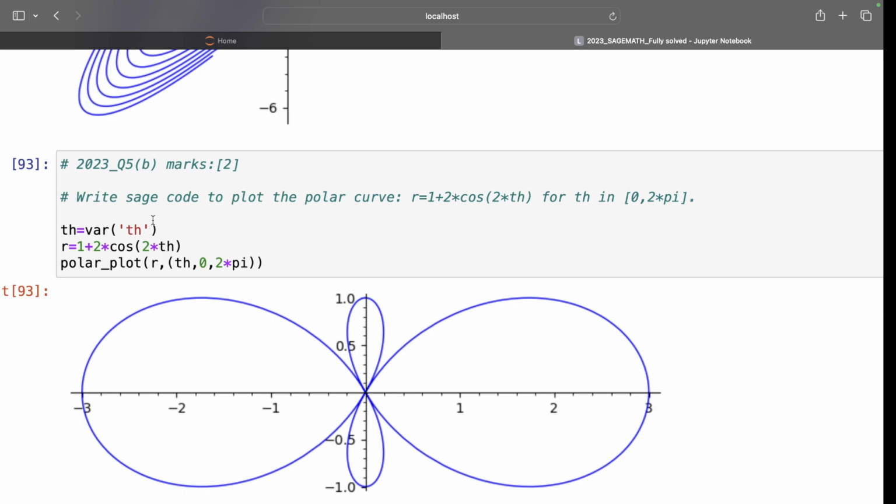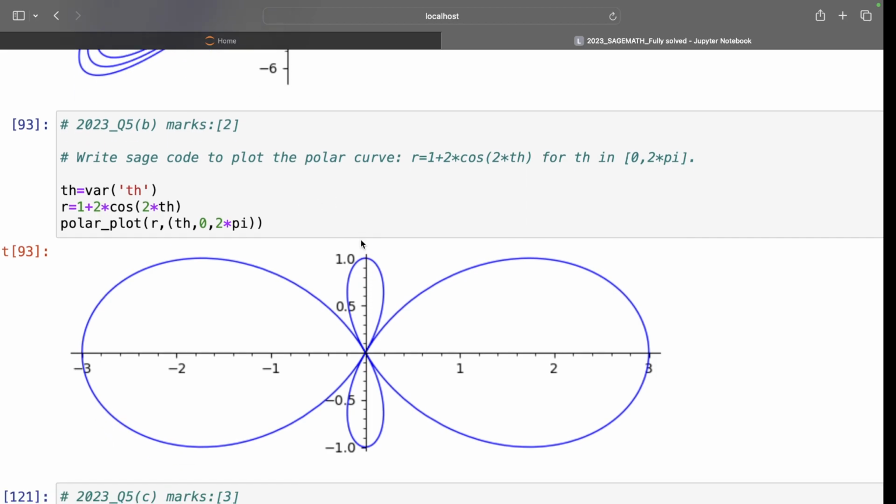First define theta, theta equal to variable, single quote theta. r equal to 1 plus 2 star cos 2 theta, polar underscore plot, first bracket r comma, theta range, first bracket theta comma 0 comma 2 pi. Run this program and you get this picture as output.